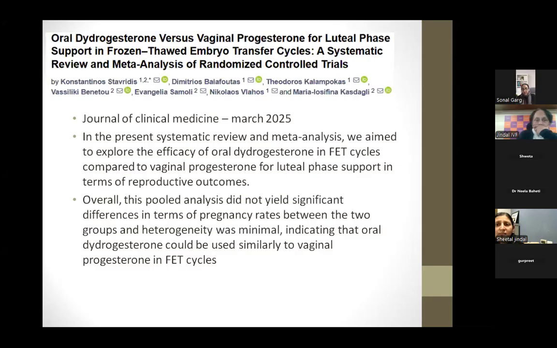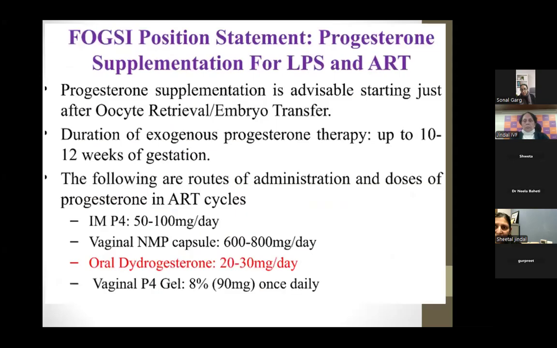So further, this oral dydrogesterone has been extensively studied in frozen cycles also, and this meta-analysis, which was very recently published in 2025, also suggested that oral dydrogesterone could be used similarly to vaginal progesterone. It can be an additional route also, or it may just replace the vaginal progesterone in most of the FET cycles. Although we still need more data, but yes, dydrogesterone is going to stay.